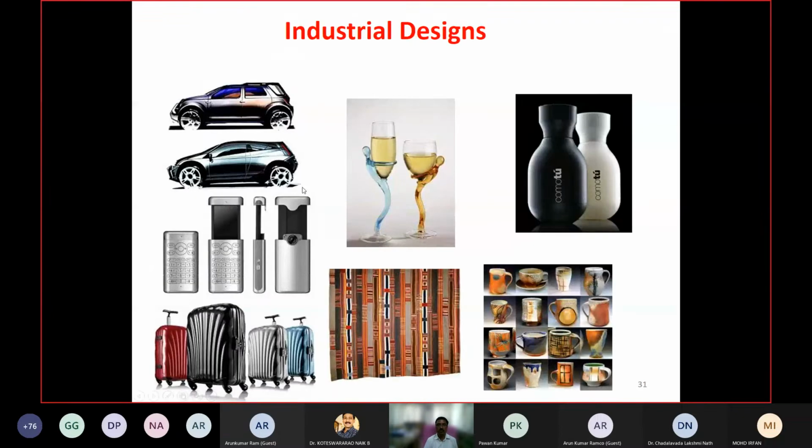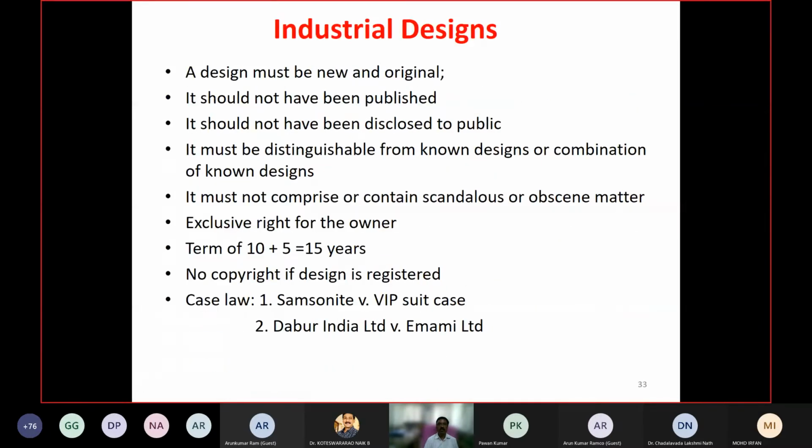So I just want to show this again. These are all industrial-design-applied goods which have been made, industrially produced, or maybe handmade or machine made. Industrial design must be new and original. That's what our law says, as per the international standards of TRIPS. And it should not have been published. That's why it should be new. Once it is published, it will lose its novelty. So before publication, it has to be registered first. Otherwise it loses its novelty, so it cannot be registered.